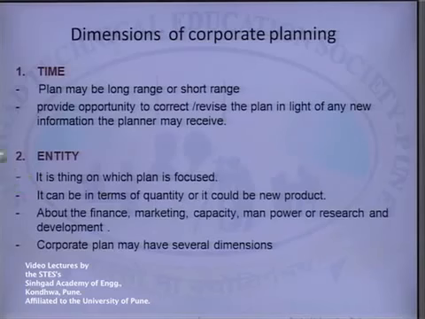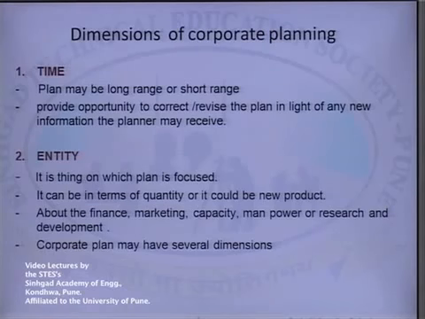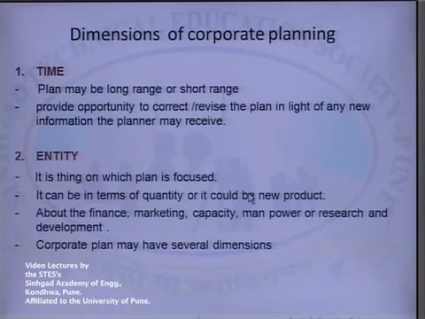Second one is the entity. Here entity is nothing but anything on which the plan can be focused. So here, on which thing you are going to make the plan is very important. Just take the same example when we consider the timetable. What are the entities for your timetable? Yeah, it's very correct. It is the students, staff or the classrooms and labs availability for that particular time schedule. Then if you consider the same thing for your organization planning, it is about finance, marketing, capacity, manpower or research and development.